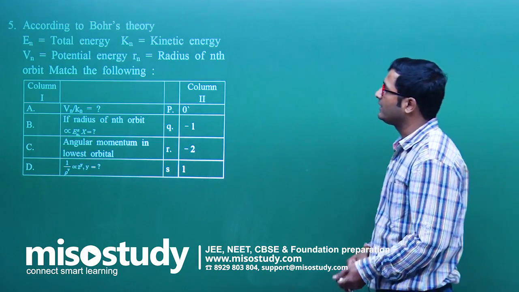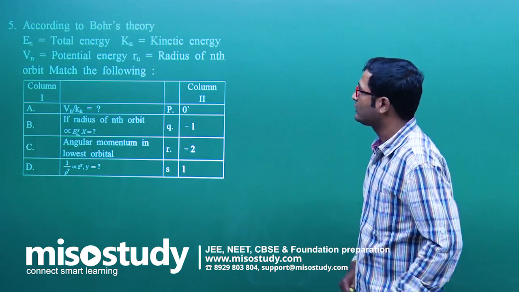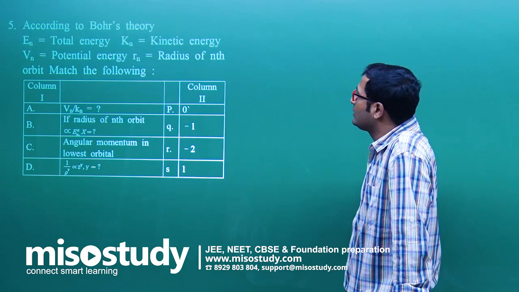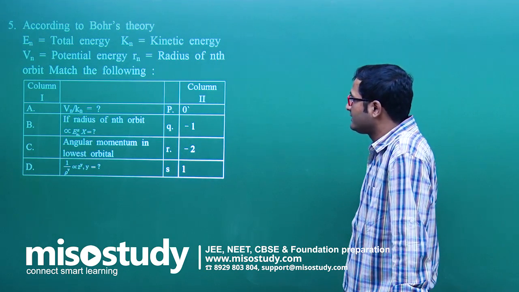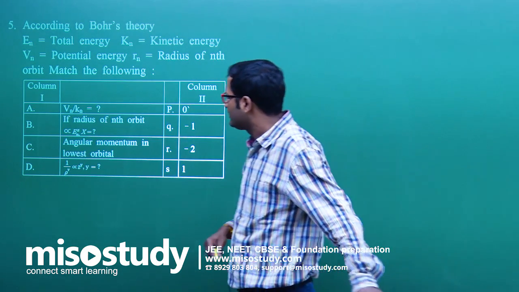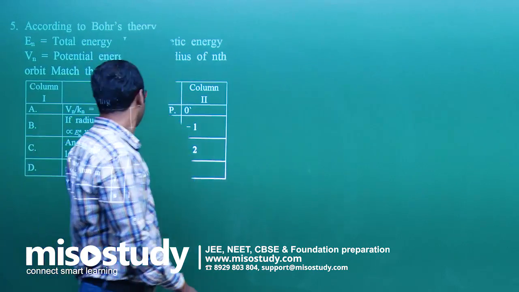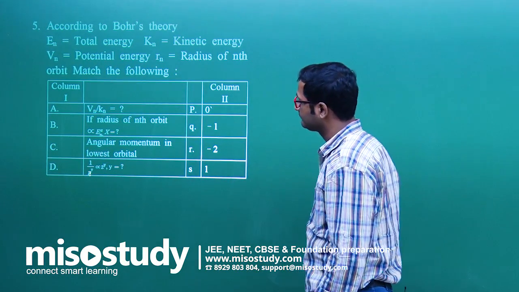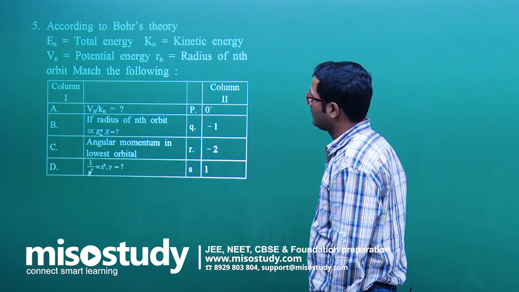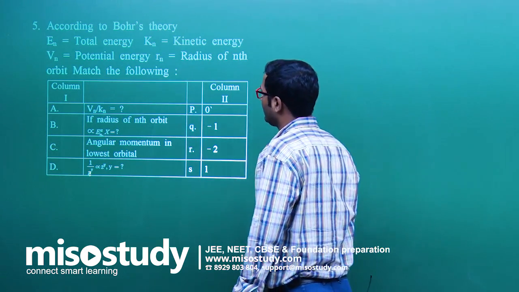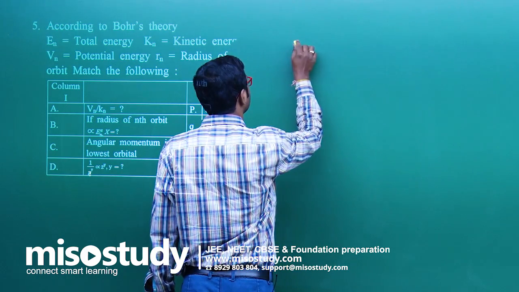Now, given here, according to the Bohr theory, En is equal to total energy, Kn is equal to kinetic energy, Vn is equal to potential energy, and Rn is radius. Clear? Now it is given here column 1, Vn upon Kn. Kn is kinetic energy. So what will happen in this case?